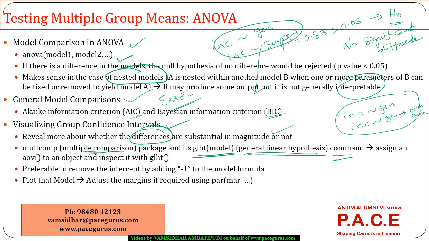The multcomp package is a really good package which is providing the visual comparisons across the groups. I can assign an AOV object to it and I can inspect it with GLHT. So we have done this exercise, right? We have added -1, which means the intercept is removed from the model formula, and that model is plotted with the margins also adjusted wherever required.